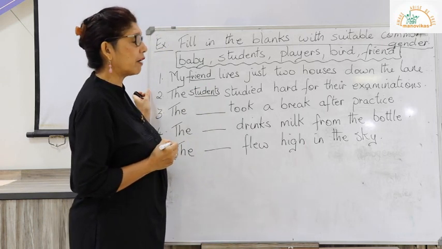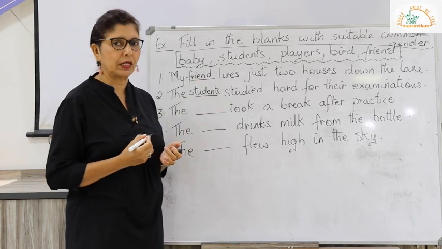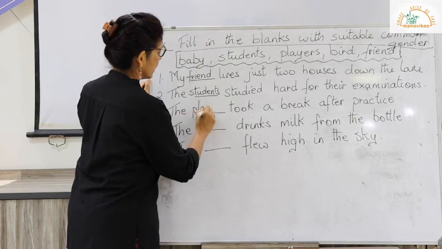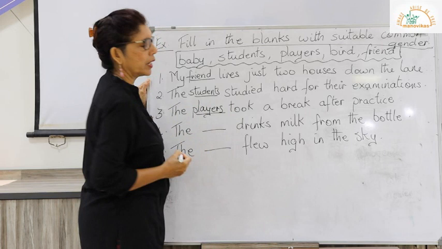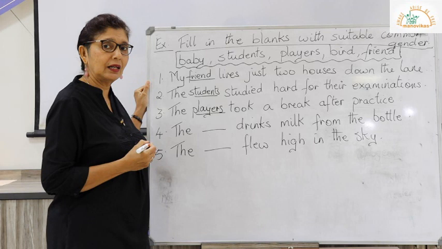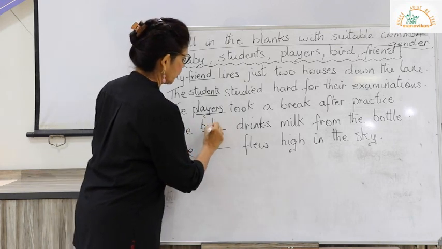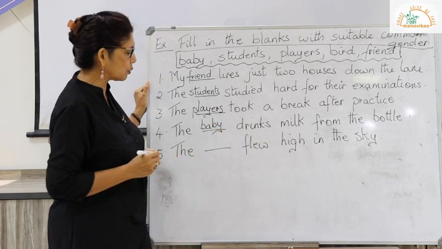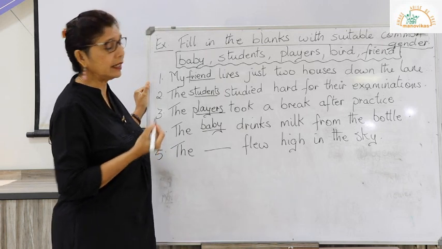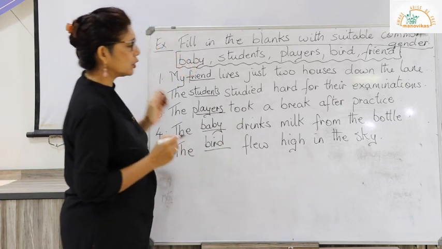The dash took a break after practice. Many people practice, but here who do you think we are talking about? We are talking about the players. The players took a break after practice. The dash drinks milk from the bottle. Who drinks milk from the bottle? The baby drinks milk from the bottle. And the last one, the dash flew high in the sky. Who flies in the sky? Yes, the bird.